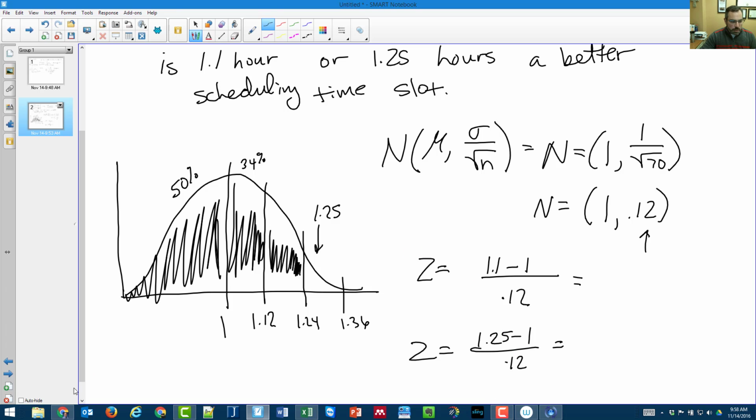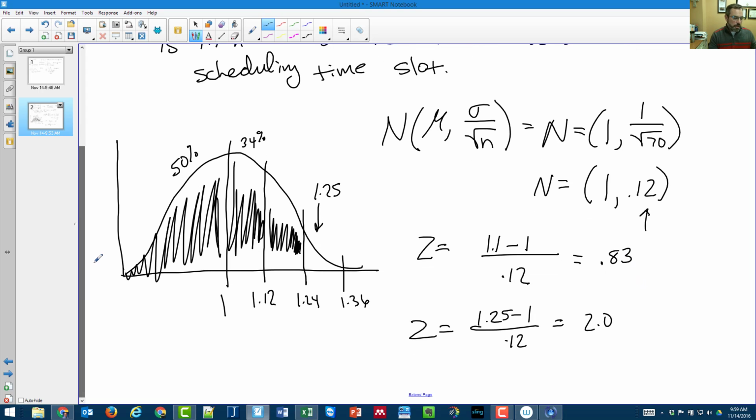Let's see. I've got a calculator around here somewhere. There we go. 0.83. And this one, 1.25 minus 1 divided by 0.12, equals 2.0. Now these are not the percentages. These were the z-scores. Now I have to use that table, the z-score table. So I'm going to look them up.